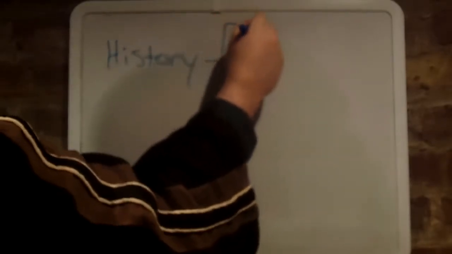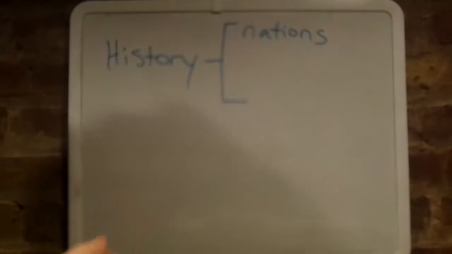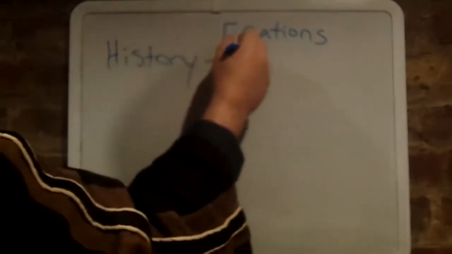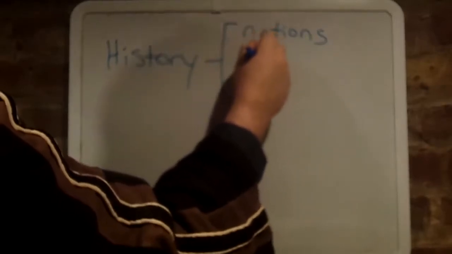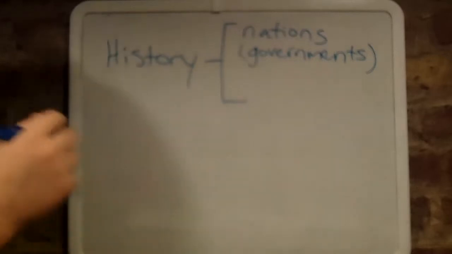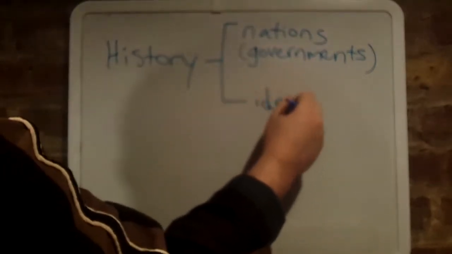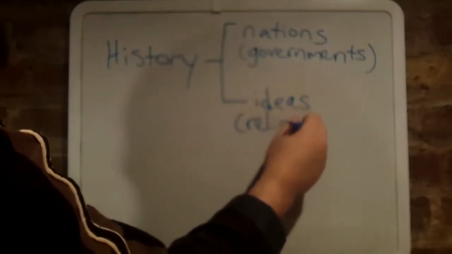First, we have nations: how they form, how they interact with other nations, how they grow and thrive, and how they decay and collapse. And that's largely due to the policies of their governments. So the history of nations is mostly the history of their governments. And the second big part of history, I'd say, is ideas. So that includes religion, philosophy, and so on.